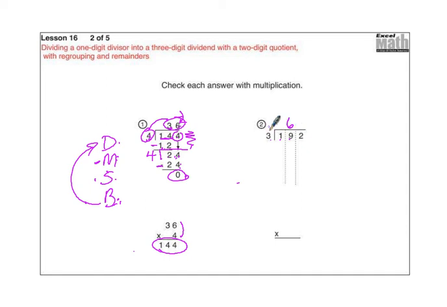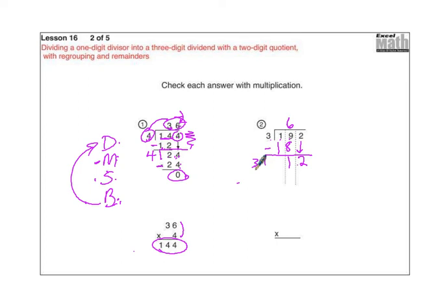Now I multiply as my next step. 6 times 3 is 18. And then I subtract. 19 minus 18 is 1. And then B, bring down. I bring the 2 down. And then if you want to, you can put the 3 out here. But I do 12 divided by 3.